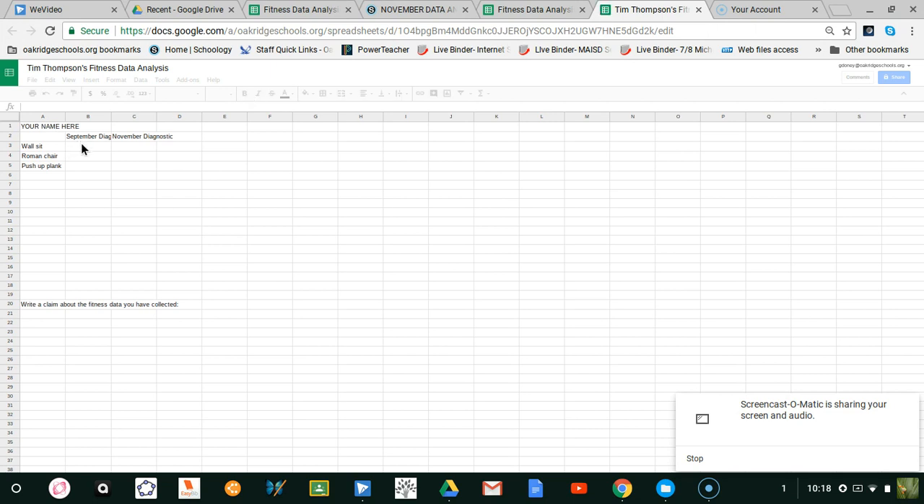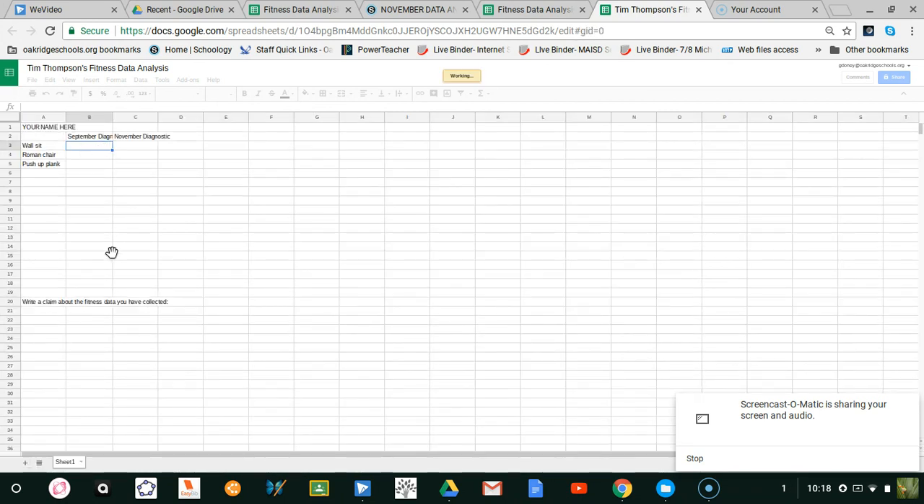Now, from what you've already captured in your previous diagnostic data upload, you will type in your September data and your November data. So here I'm just going to make up numbers and try to stick with the same number formatting. That's going to help you with your graph. So we're going to say that he did a 1 minute and 20-second wall sit back in September. He did the Roman chair for 45 seconds, so I'm going to do 0.45. And he did the push-up plank for 0.20.